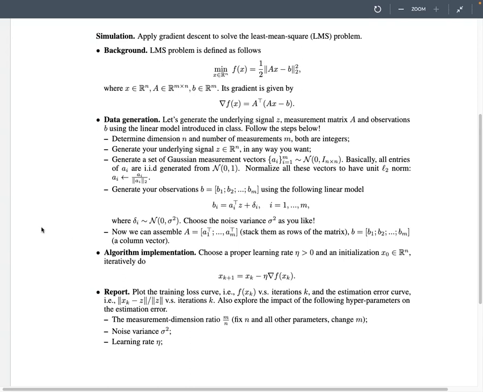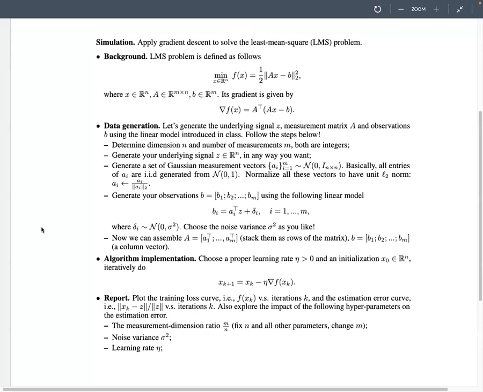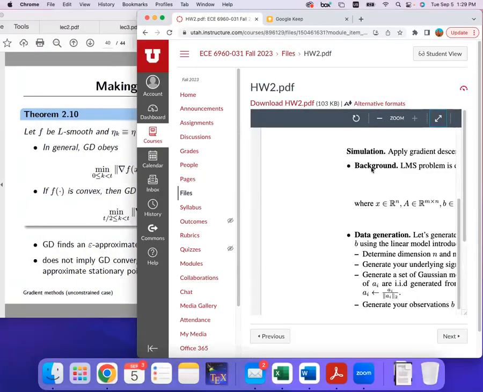Any questions about this homework setup? When's it due? I will give you about one week. I will set up a deadline, about one week, 7 to 10 days. Okay. All right.